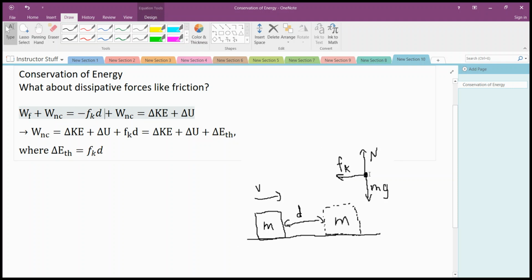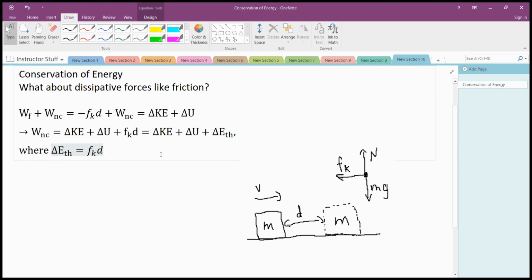But from another perspective, the object and the surface are warming up, right? Just think about rubbing your hands together or rubbing any two objects together. They feel warmer. Their temperature has increased. We call that energy thermal energy. So from another perspective, we can instead think of friction as increasing the thermal energy of our object. And so we have our delta E thermal term on this side, thinking of things from this perspective, where the work done by other non-conservative forces will be equal to the change in mechanical energy plus the change in thermal energy because of friction.